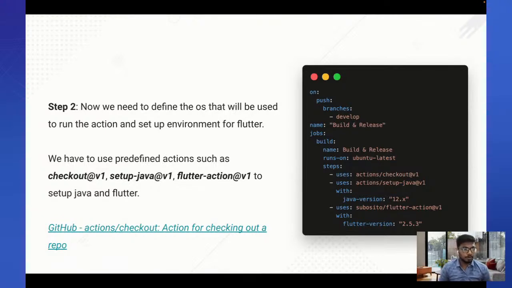In our case, it will be Ubuntu, and then we'll do the setup of Java. In this, we will set up the version of Java that we'll be using for our development, and then the Flutter action will set up the Flutter version. Every time we run a new release, or every time we run a new action, it will create a fresh instance of the machine, and it will again re-download and reinitiate Flutter and Java.